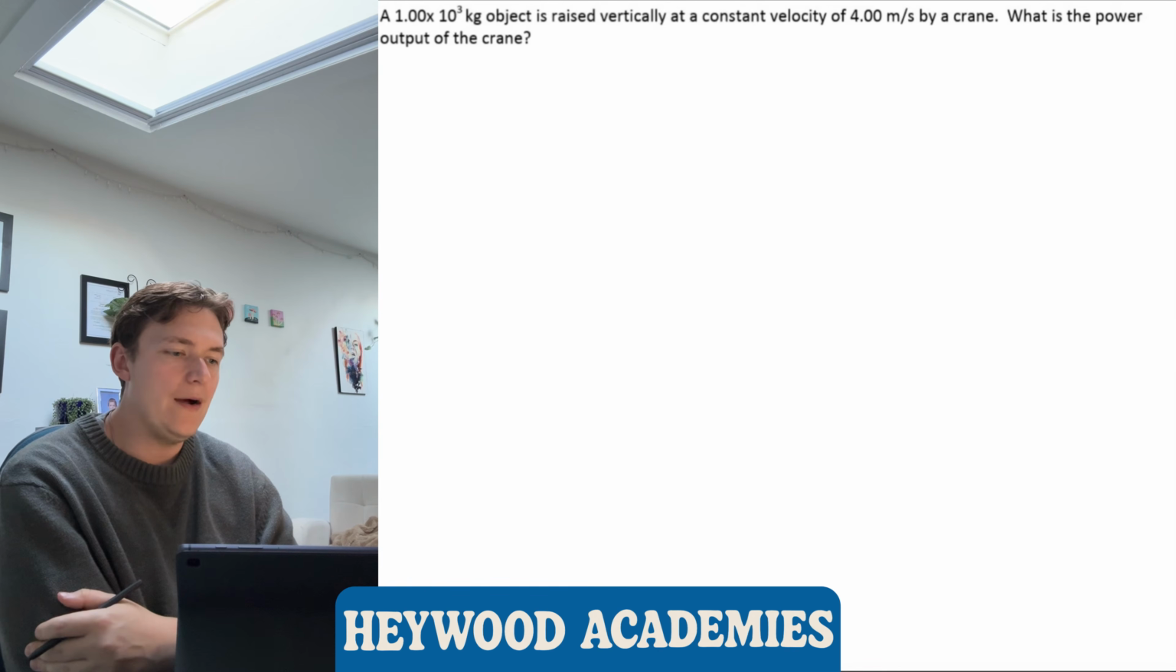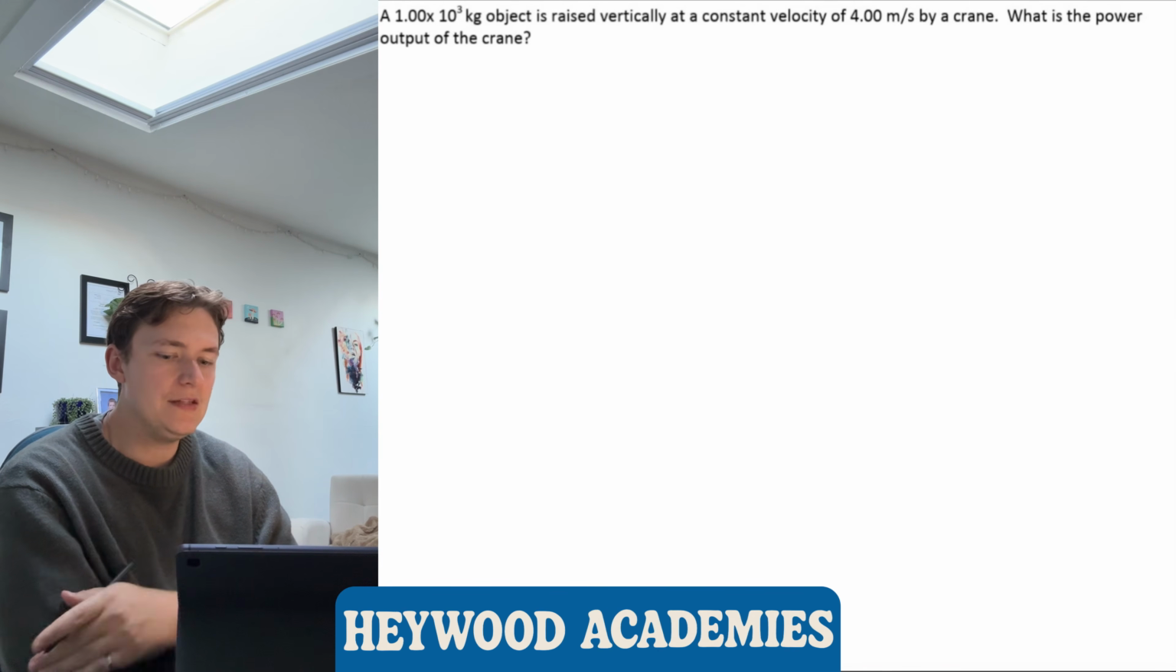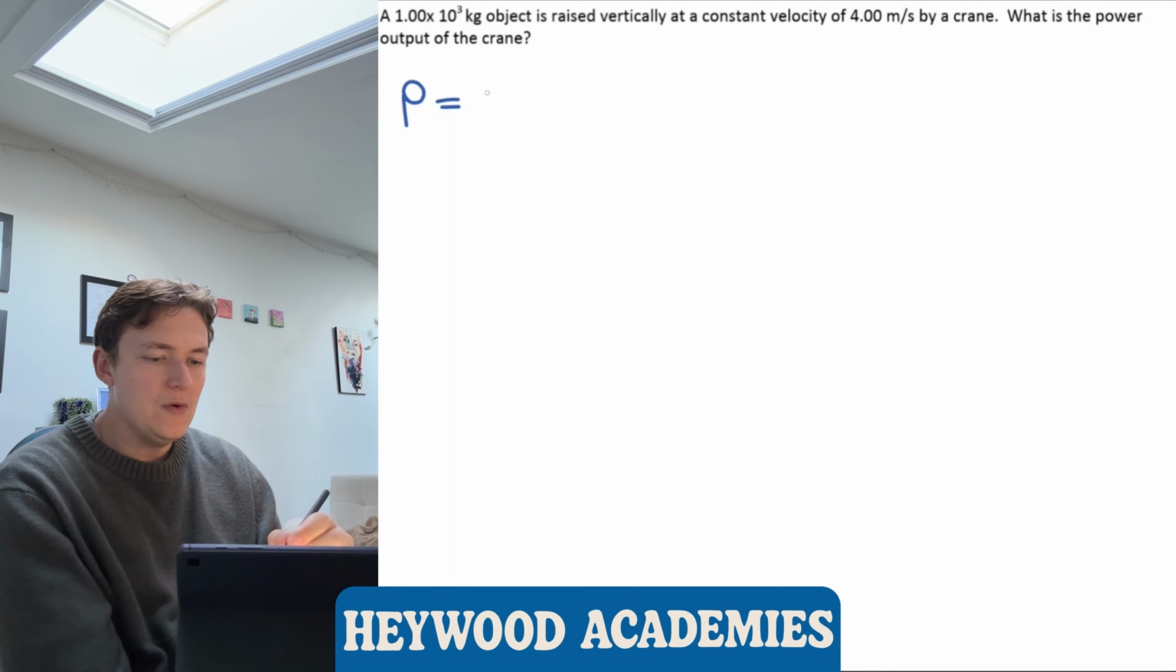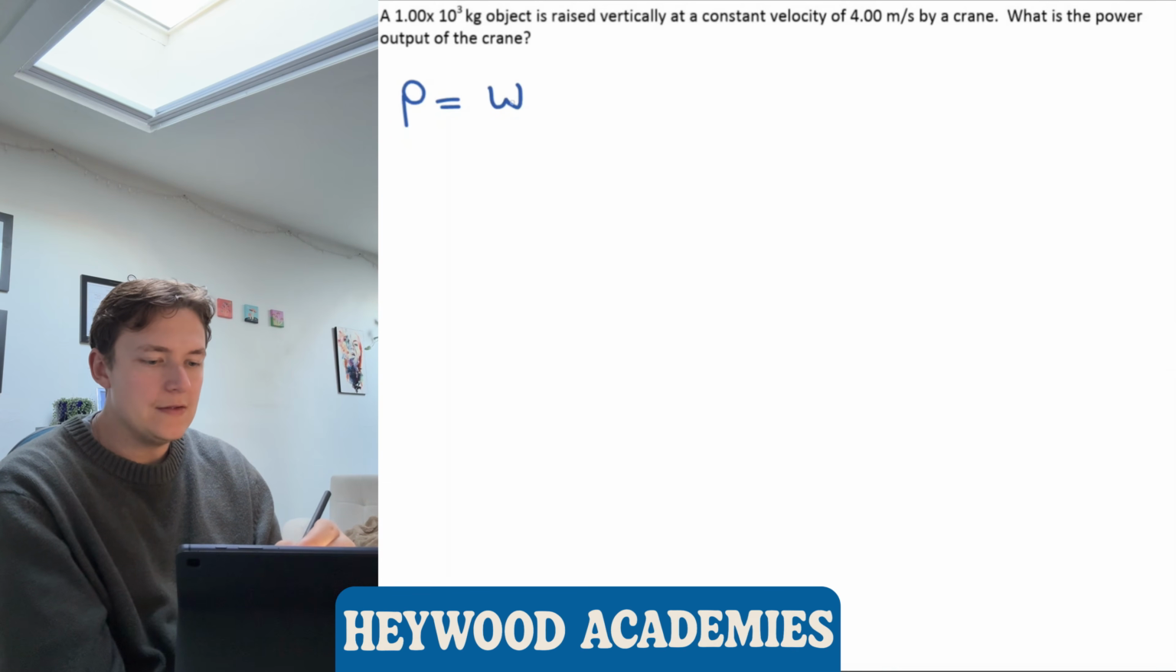A 1 times 10 to the 3 kilogram object is raised vertically at constant velocity by a crane. What is the power output of the crane? Okay, now it seems like they're giving us less information here, so let's work this out. This is kind of a unique equation for power, but it shows up every once in a while. So we can think of power as, start with this equation. Power is equal to work over time.